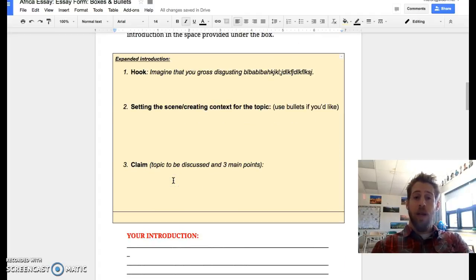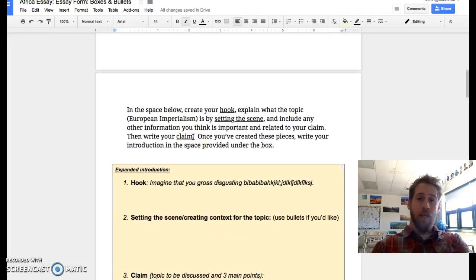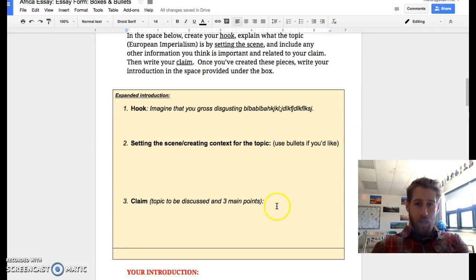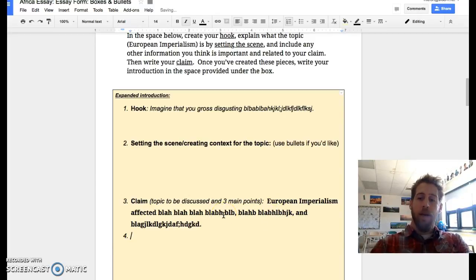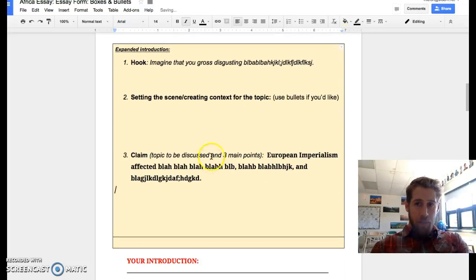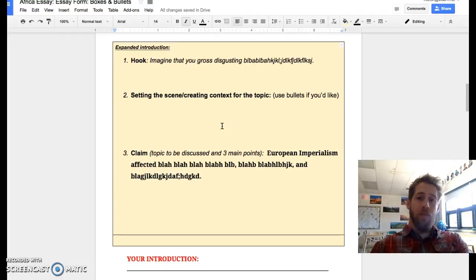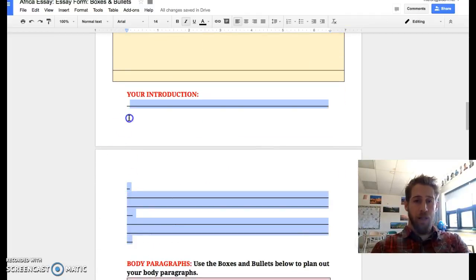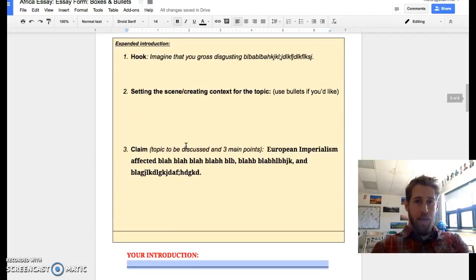Then you get to your claim. I am going to be smart and computer literate. I am going to go up to the claim that I already made. I am going to highlight it, copy, and paste it right in. There's my claim. So I've got my plan. There's my box and bullets. The catch now is that I have to write it. So let's do the same thing. Let's highlight all these unattractive lines, and I'm going to type right over it.